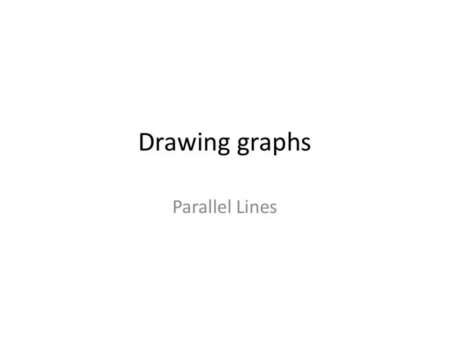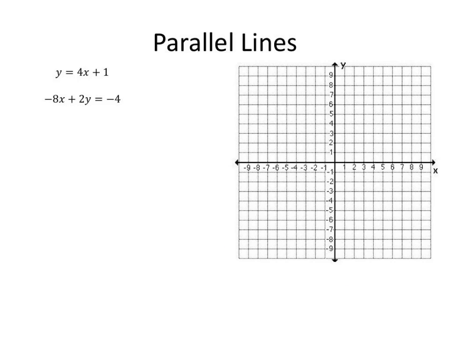So if we want to see parallel lines, we need to look at the gradient. Remember when we did the gradient intercept method or slope intercept method, we said that this number that comes in front of x is called our gradient. And lines are parallel if they have the same gradient. Let's look at an example.